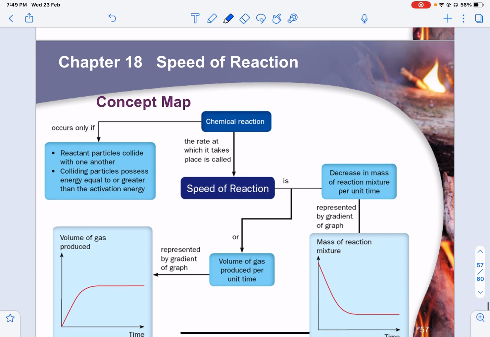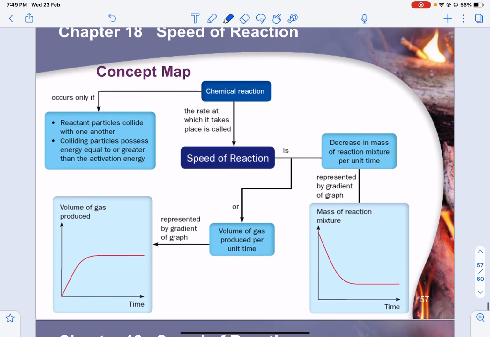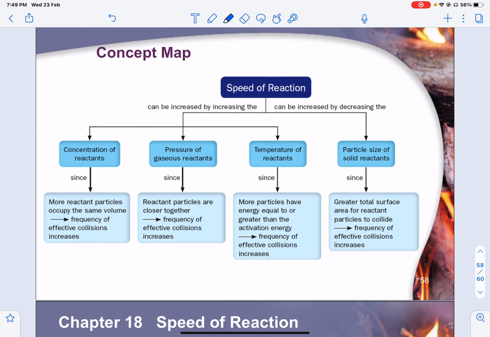Okay, so overall we have already gone through the speed of reaction. We talked about how to identify the speed of reaction. We also went on to see how we can measure the speed of reaction and how the graphs can be plotted. We also explored the factors that can affect the speed of reaction: the concentration of reactants, the pressure of gaseous reactants, temperature, and particle size, all of which influence the frequency of collision, the effective frequency of collision, and therefore the speed of reaction.